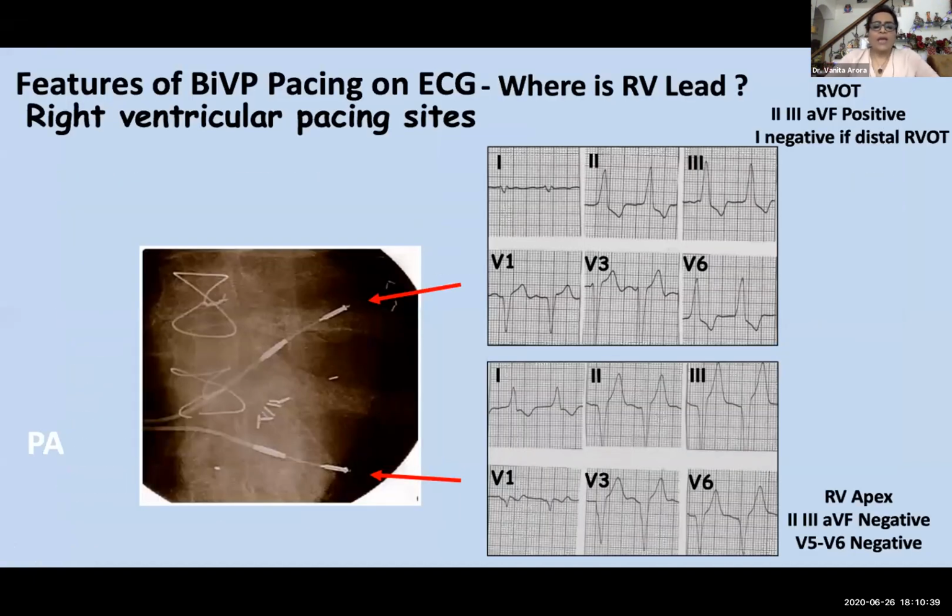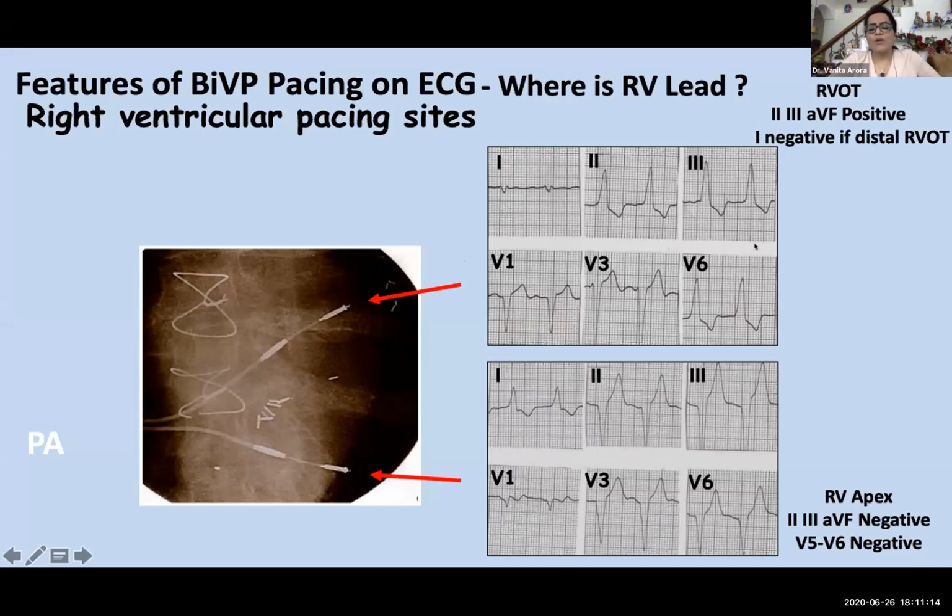When we are looking at the ECG with biventricular pacing, we have to be sure where our RV lead is, because many of us are putting our RV lead in the right ventricular outflow tract. Earlier, we used to put it at the apex, whereby we used to have 2, 3, aVF negative, and V5, V6 negative, because it used to be from the RV apex. But many times the lead is placed in the RVOT, whereby we have 2, 3, aVF positive, like a VPC coming from the RVOT, with a similar complex.